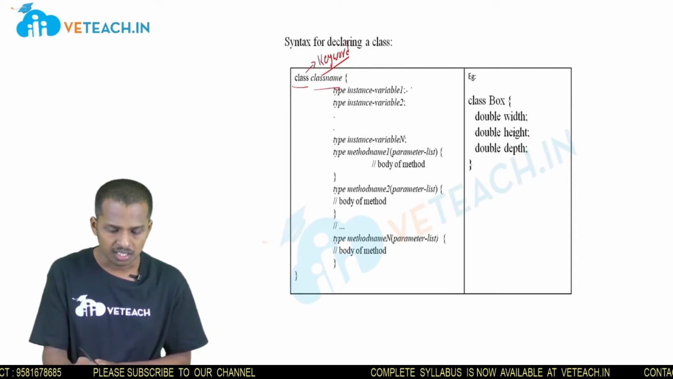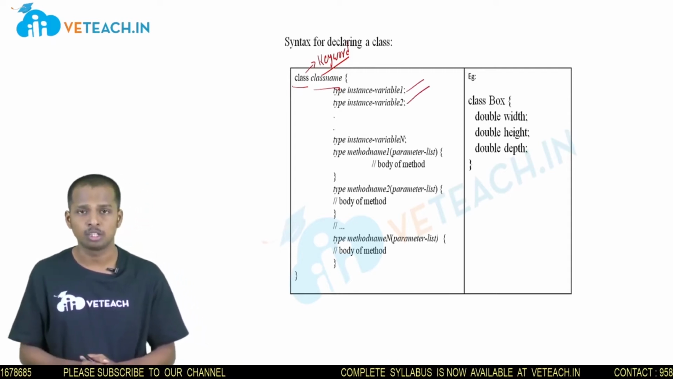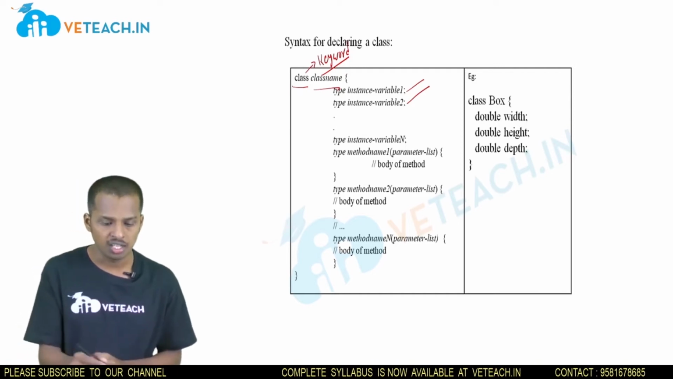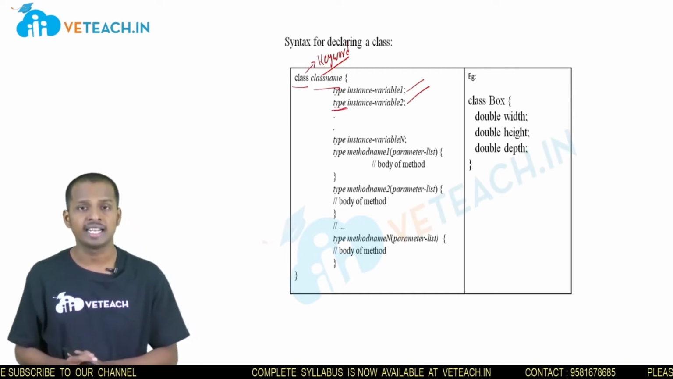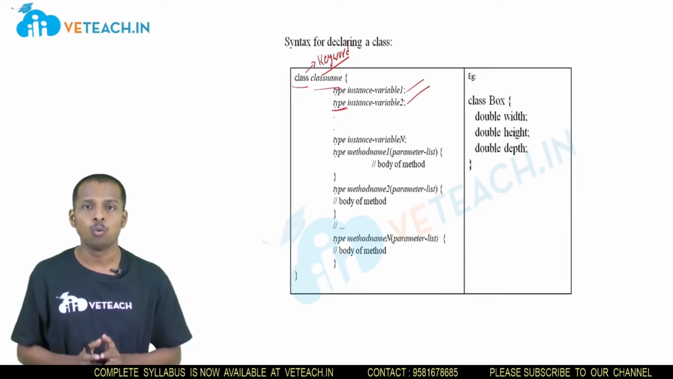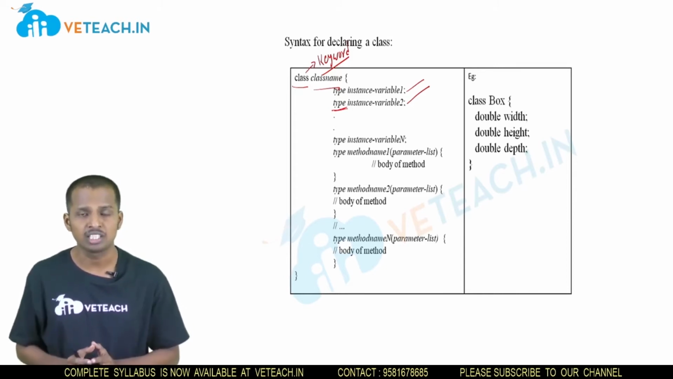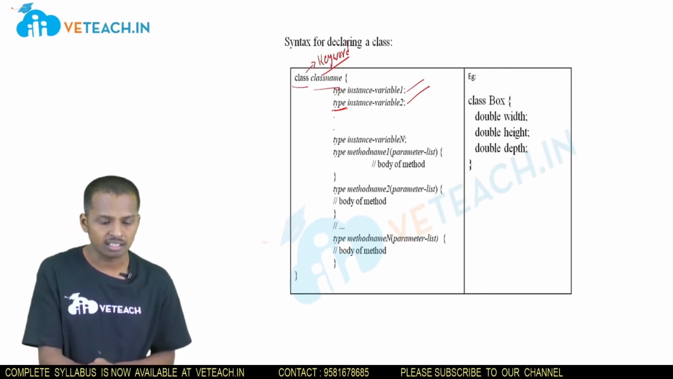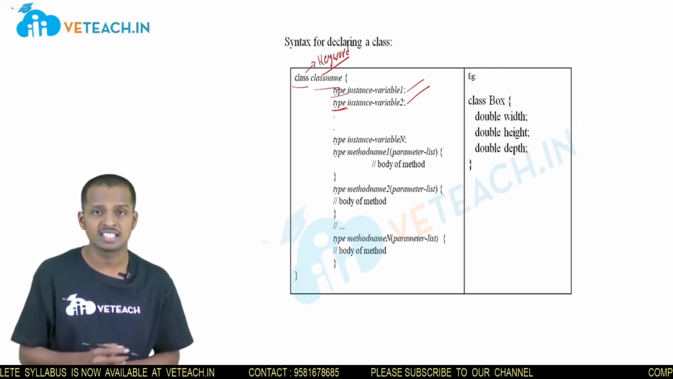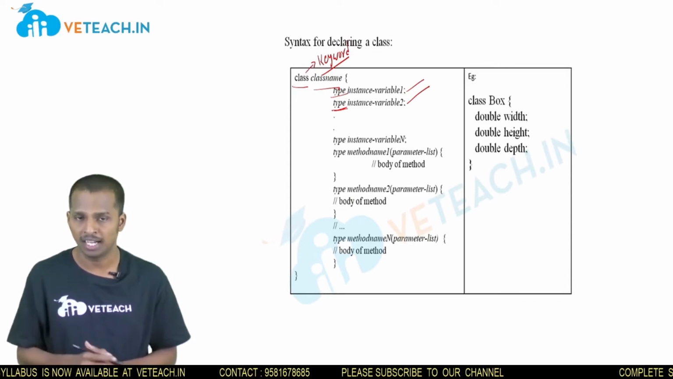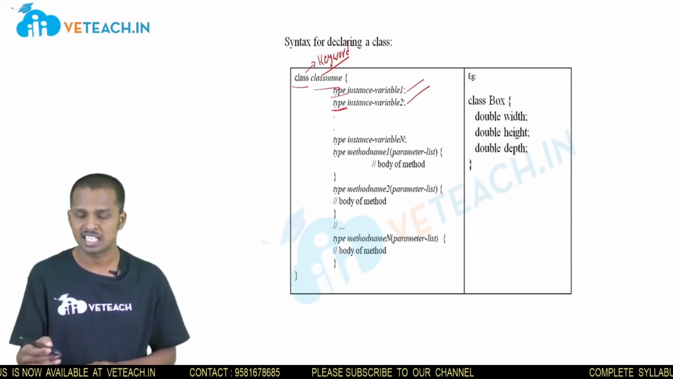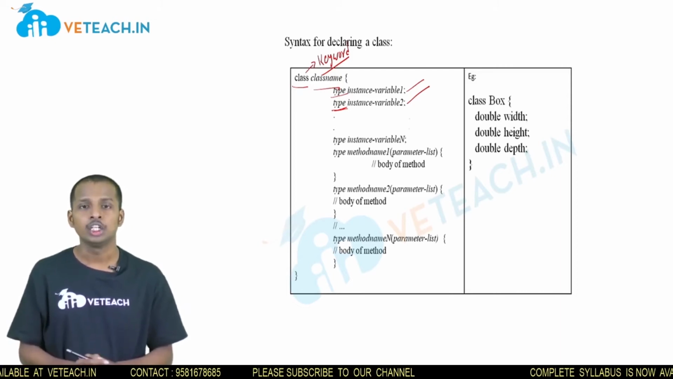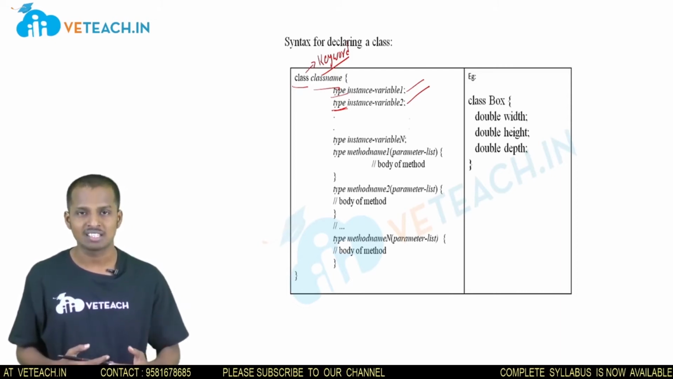Next, type instance variable 1, type instance variable 2. Instance variables are the variables that are used to store values. What do you mean by this type? Type is data type. We need to mention what type of value that instance variable is going to store in that variable. So that's why we need to write data type. Type can also be treated as data type, and then instance variable 1, and then data type instance variable 2, and so on, data type instance variable n. You can write any number of instance variables.